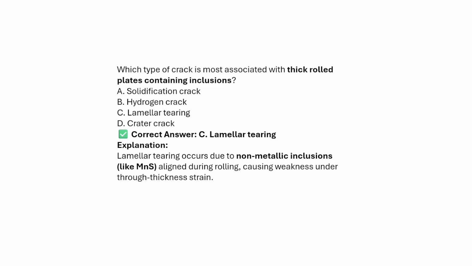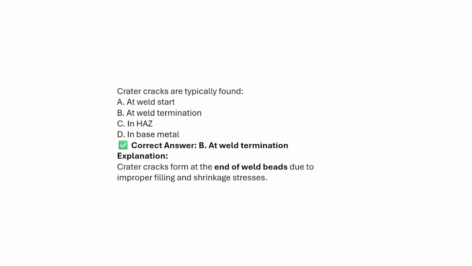Okay, which type of the cracks is mostly associated with thick rolled plates containing inclusions? If the thick rolled plates contain inclusions, which kind of crack will happen? Option A, solidification cracking. B, hydrogen cracking. C, laminar tearing. D, crater cracking. So answer will be laminar tearing. Laminar tearing occurs due to non-metallic inclusions like manganese sulfide aligned during the rolling, causing weakness under through the thickness strain.